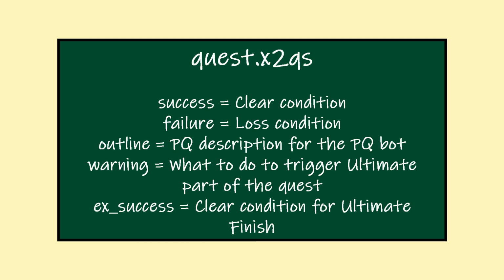As per what the individual information means, success is a quest's clear condition, failure is the losing condition, outline is a short description of the quest, warning is the trigger for the ultimate finish part of the quest, EX success is the condition for clearing the ultimate finish.